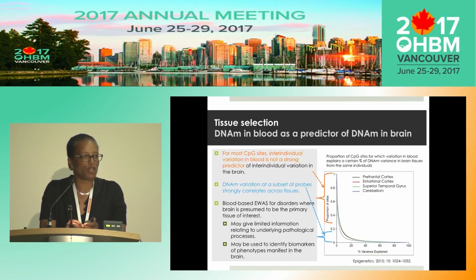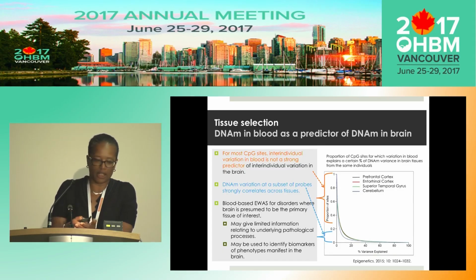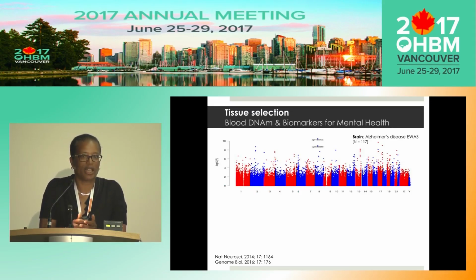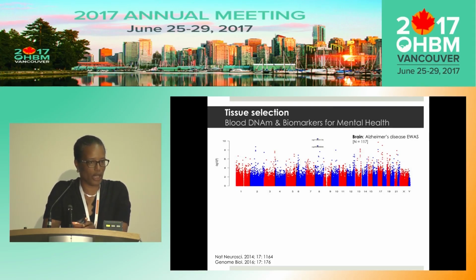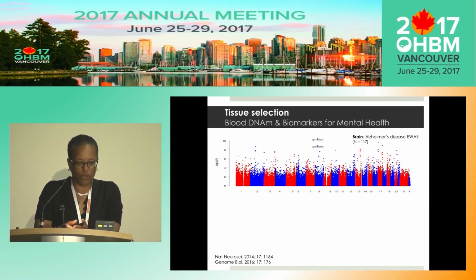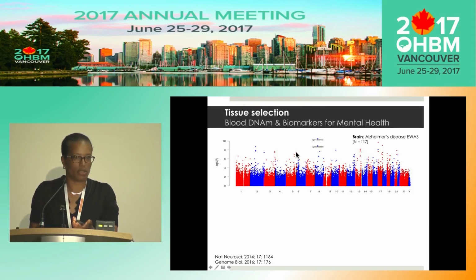But in some cases, it will also be very useful in identifying biomarkers of phenotypes that are really relevant for the brain. And some studies have been designed to test and prove this. What you see here is one of the first EWAS studies looking for association of DNA methylation with Alzheimer's, and for that they used post-mortem brain tissue. This is a Manhattan plot, the same type of plot that you find in GWAS studies. And they revealed hits, CpG sites that were significantly associated with Alzheimer's disease, using brain as a source. So that's fine, and they were happy.